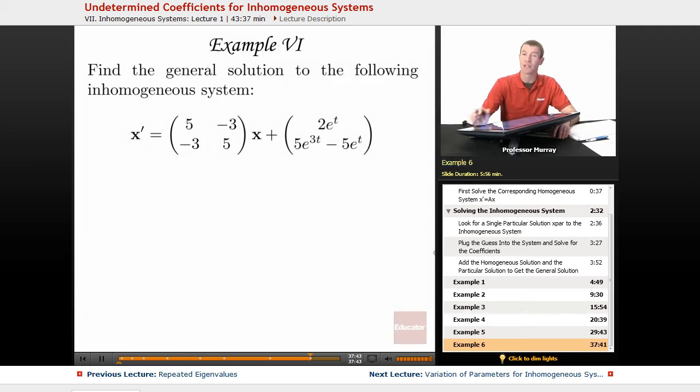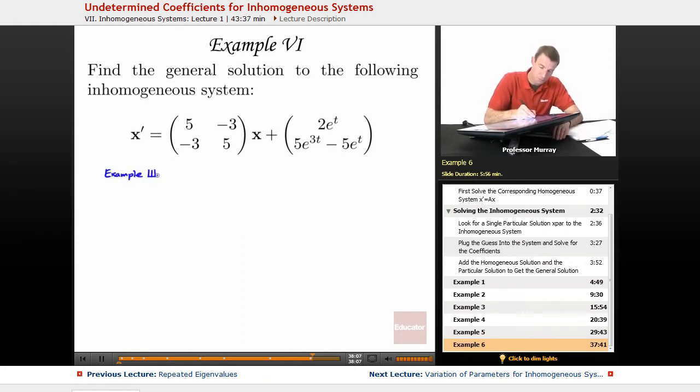Example 6 is the same system we've been studying in examples 3, 4, and 5, but we want to put all those answers back together and find out what the complete solution will be. So I'm not going to redo all the work. I'm just going to quote the answers that we figured out in our previous examples.